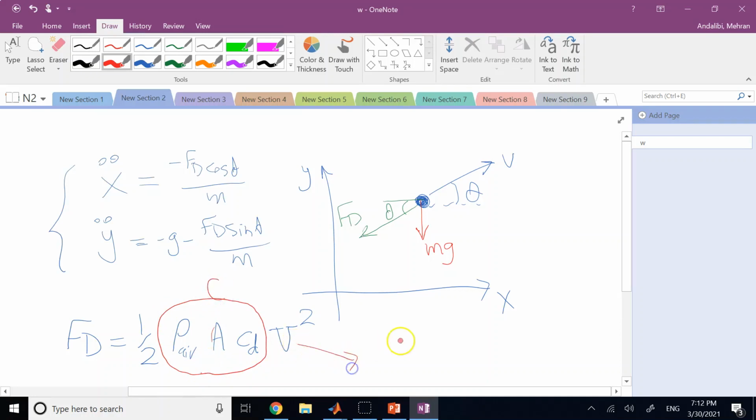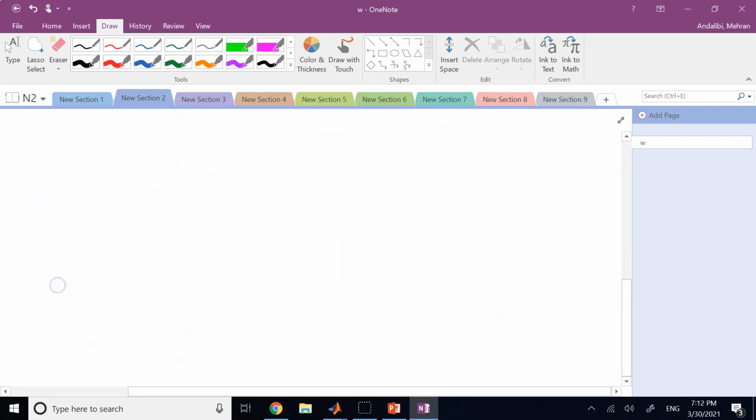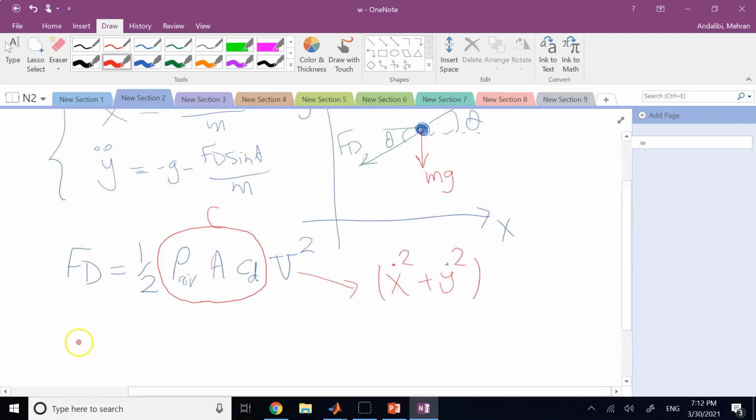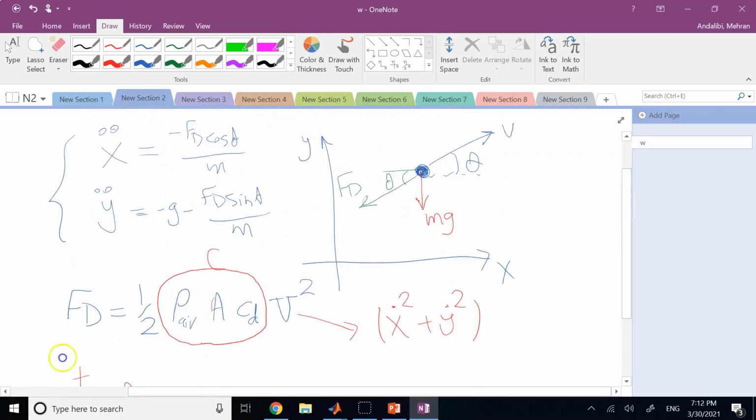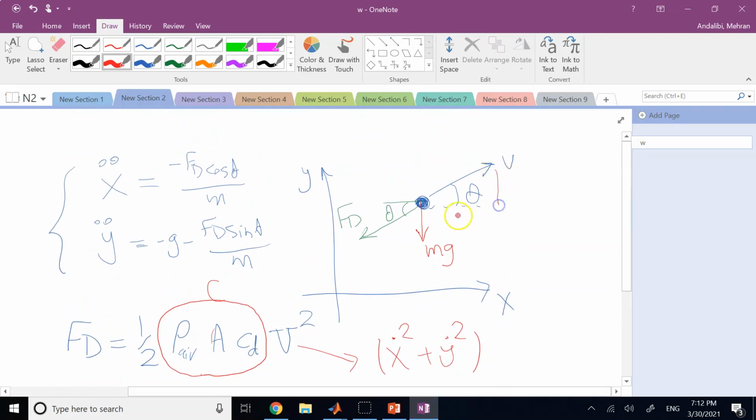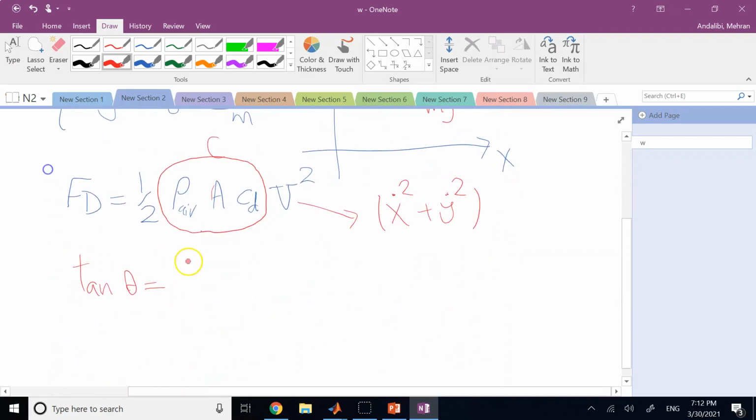But the problem is V squared is what? It's x dot squared plus y dot squared. And the angle theta itself, tangent of theta is what? If you can see, it's the Vy component over the Vx component. So it is y dot over x dot. Therefore, theta itself is tangent inverse of y dot over x dot.